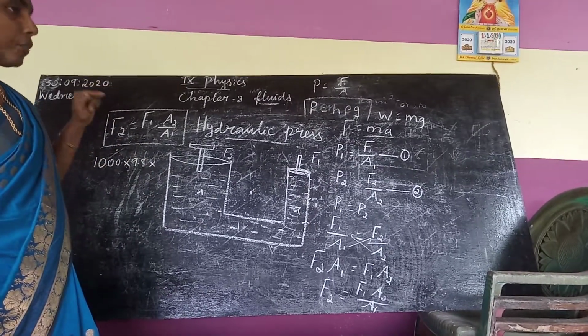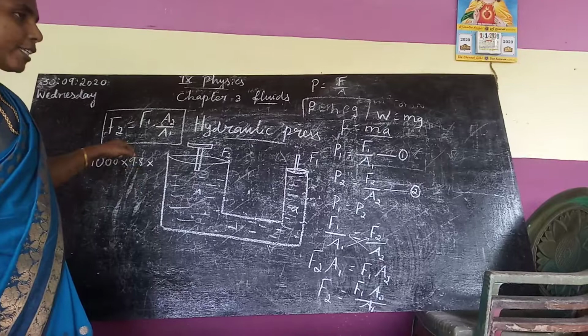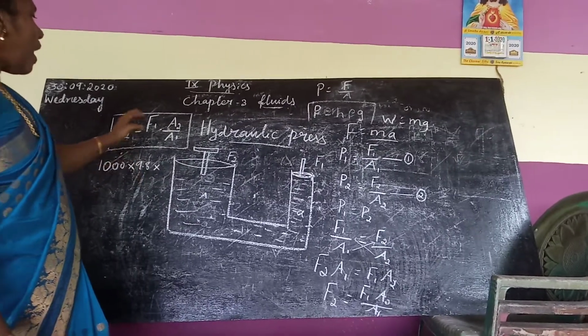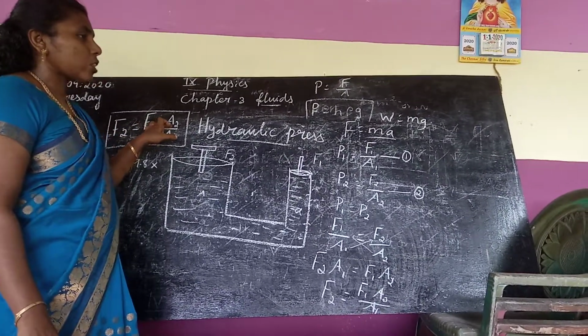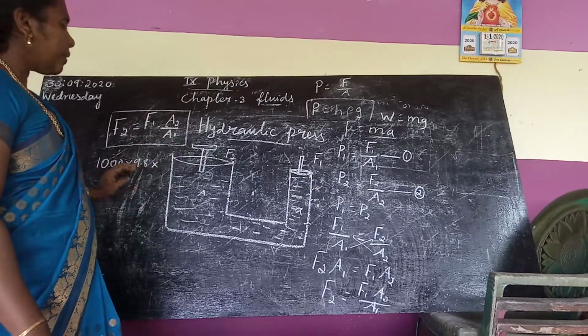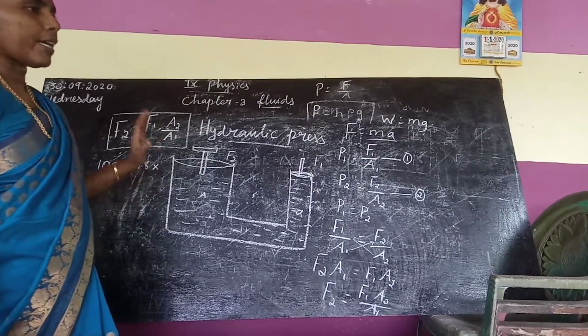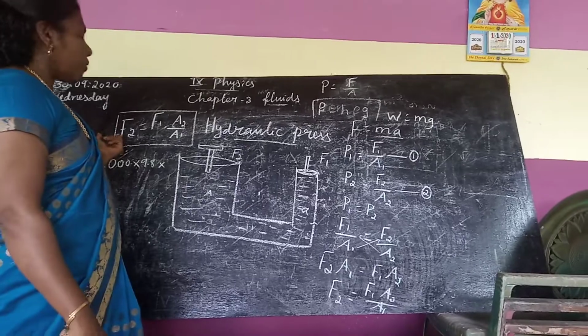Acceleration due to gravity of the earth, value 9.8. You have to multiply this 9.8 and the values given, area of cross section A2 and A1. Just multiply and divide, and you get the answer. So now only the force you have to find.